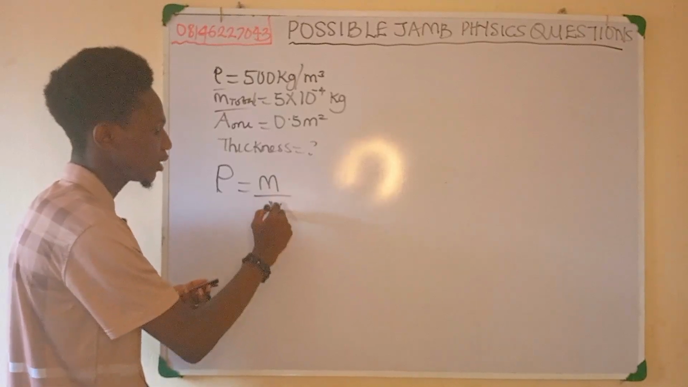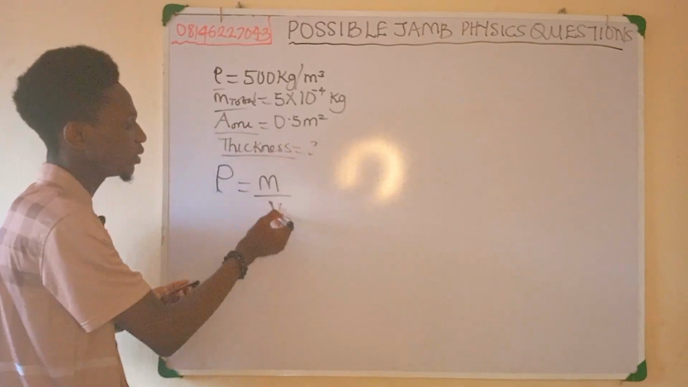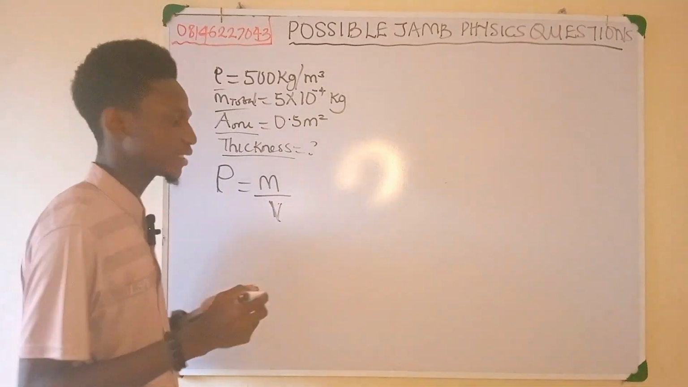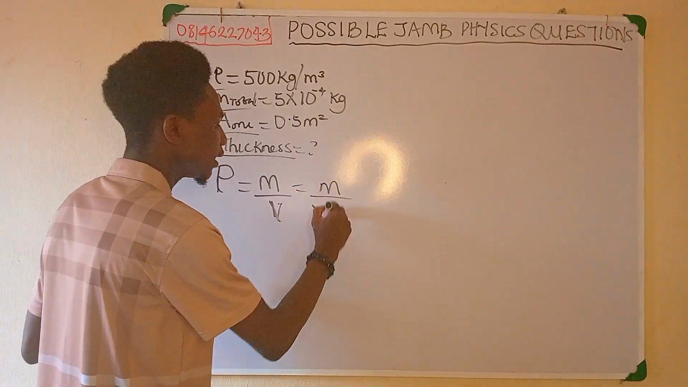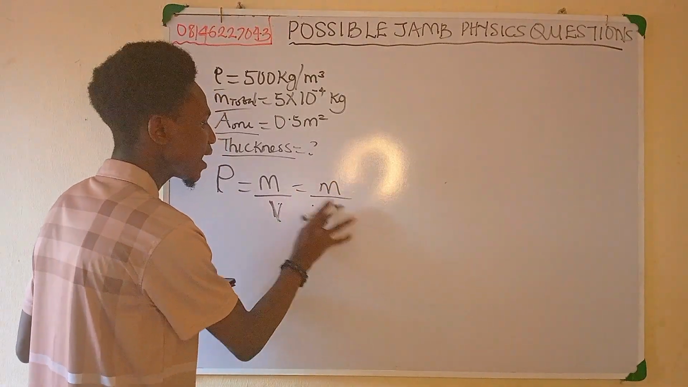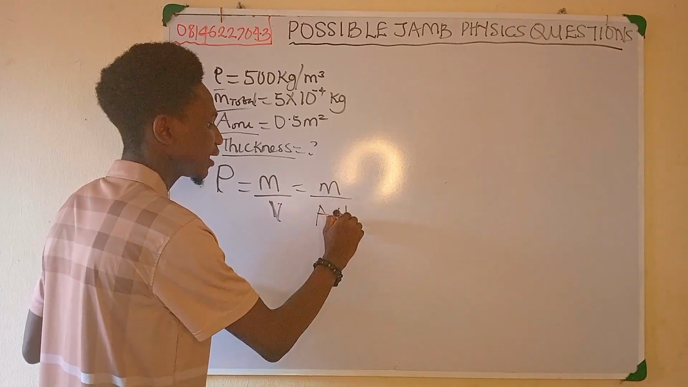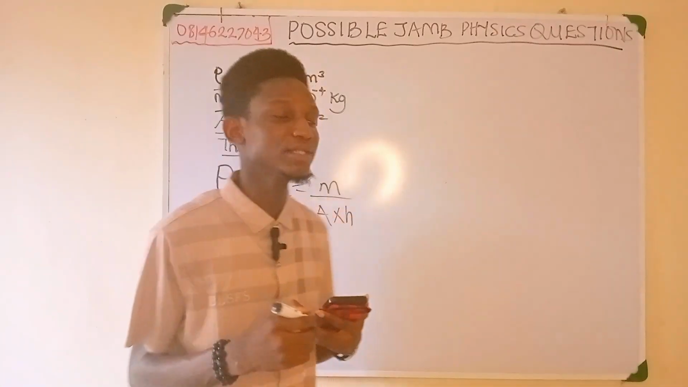Mass over volume. Now, what we are looking for is thickness, and they gave us area. So there's no volume here. We have mass and density. What do we do next? As a scientist, know that volume equals area times height. Yes, the volume of a substance equals area times height.